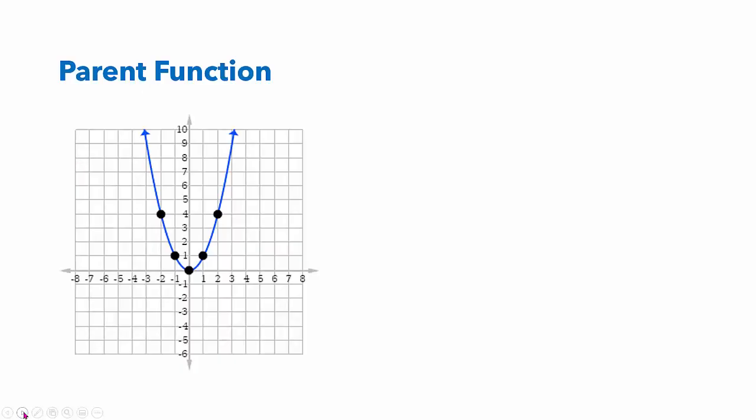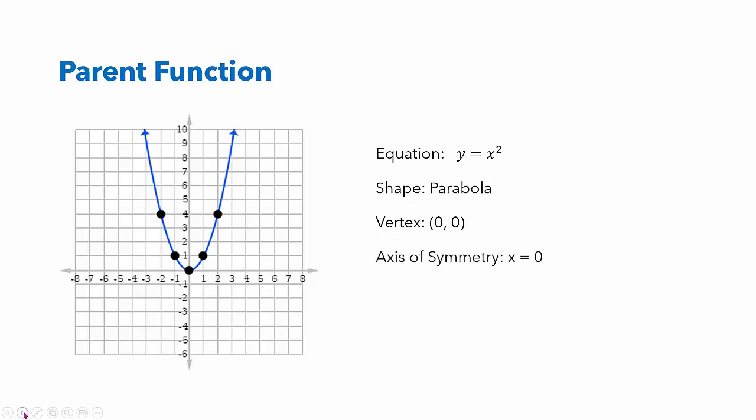To know how to graph vertex form, it's important to know what the parent function of quadratics is. So we're looking at it right now. This is the equation y equals x squared. Notice that when we have the 2 in the exponent there, we have a quadratic equation. The shape of this graph is a parabola. It has a vertex at the point 0, 0, and that's the point where we start to see symmetry.